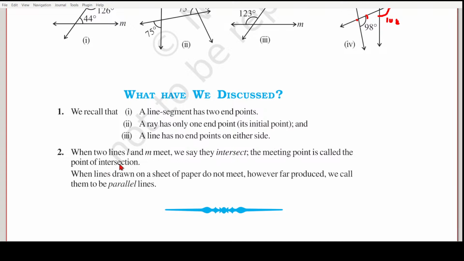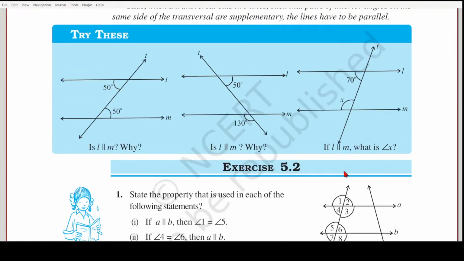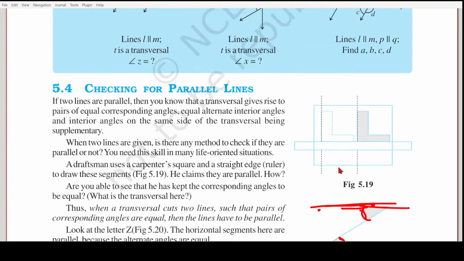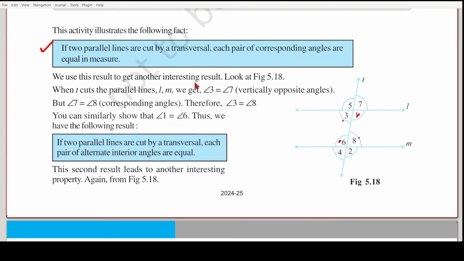When lines meet, there's an intersecting point. When lines don't meet, we call them parallel lines. Now quickly, you remember all of this, no? These are important terms.